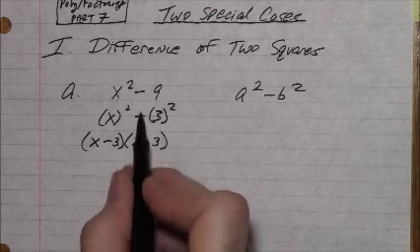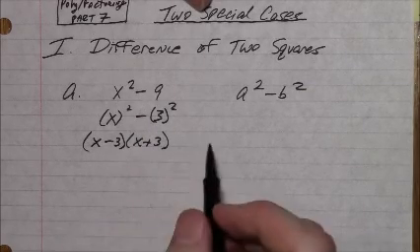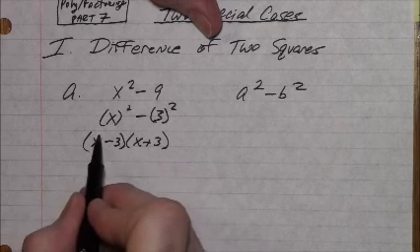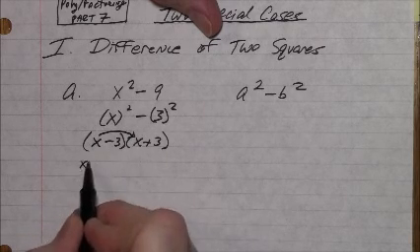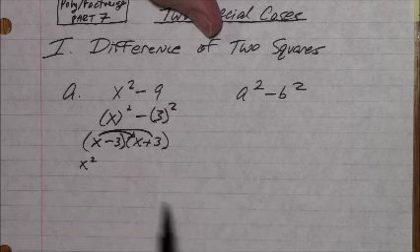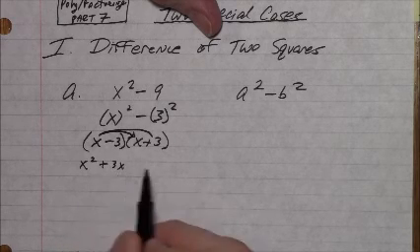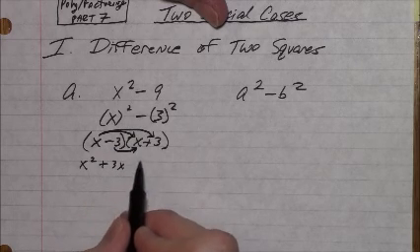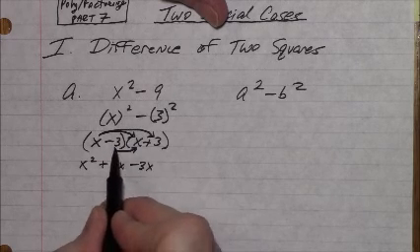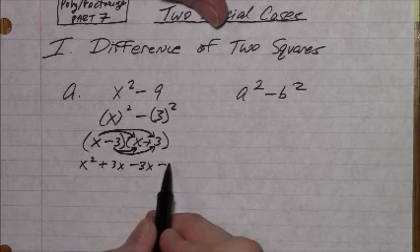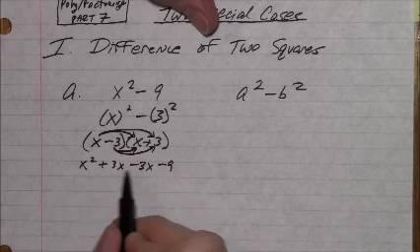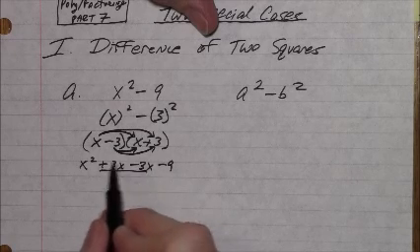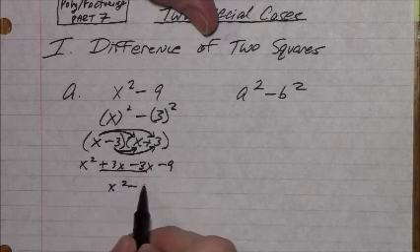Well, where's the plus come from when it was subtracting? Well, watch what happens here when I multiply x minus 3 and x plus 3. X times x gives me x squared. X times 3 gives me plus 3x. Now I'm going to do the FOIL with this one. Negative 3 times x is minus 3x. Negative 3 times 3 is negative 9. These two terms, plus 3x minus 3x, make 0, so we're left with x squared minus 9.